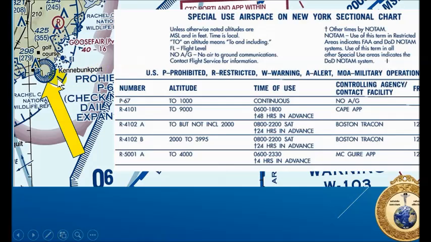Kennebunkport. This is up in Maine. This is P67. Just take my word for it. I didn't have a whole lot of real estate, and I was trying to get the chart clip in here. But P67 to 1,000 feet. All right. And then there's some other stuff up here. Unless otherwise noted, altitudes are mean sea level and in feet. Time is local. To, and altitude means to and including, unless they say otherwise. But this will be ground to 1,000 feet. Time of use is continuous.